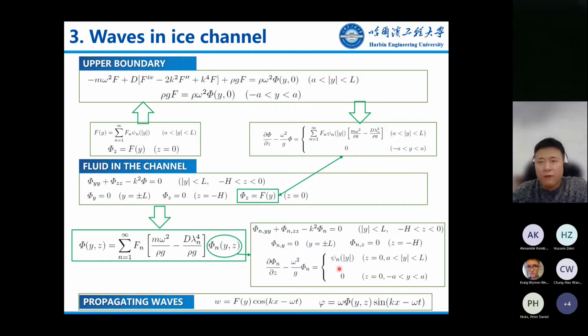Because the eigenfunctions cosine can be obtained from the spectral problem in the last slide, the solution of the velocity potential big phi n can be derived. Then only the coefficient Fn in the form of the velocity potential is undetermined, which is the same as in the series solution of the ice deflection.